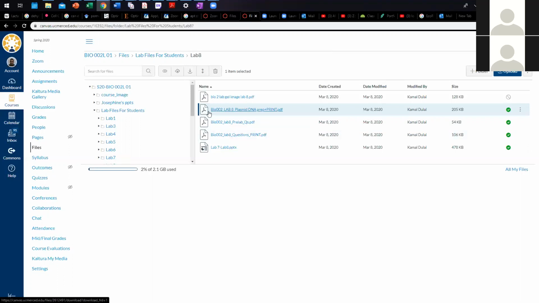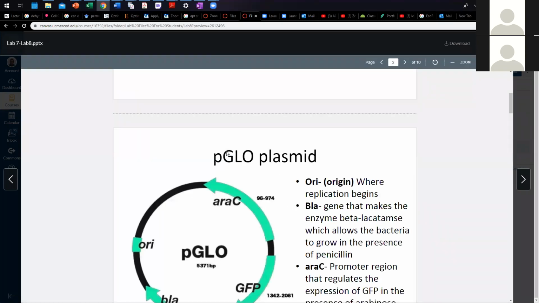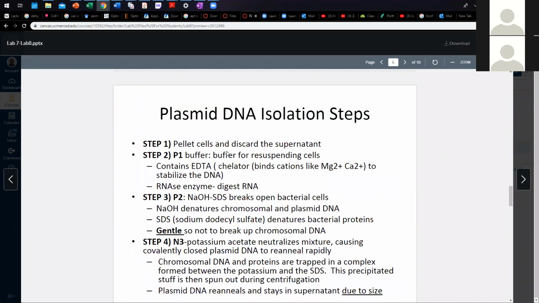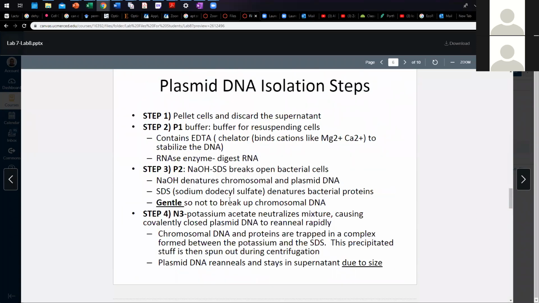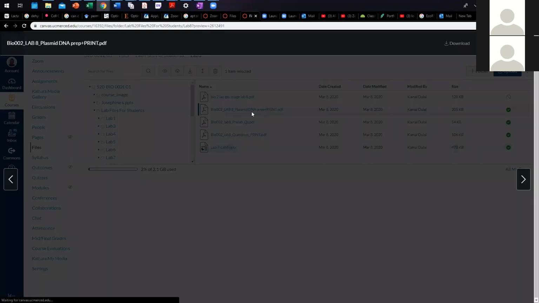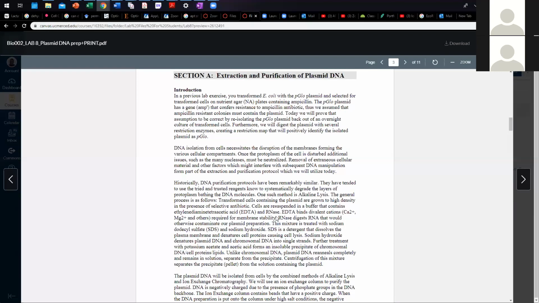And what was I going to talk about next? So, go further through the protocol of how to isolate the plasmid. So we use that. Then I'll just keep using the intro because it's easier to gather my thoughts like that.